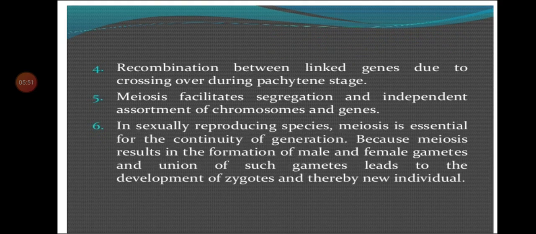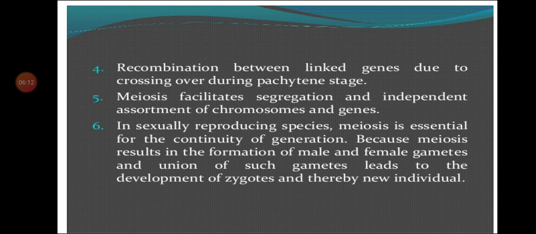Next function of meiosis is recombination between linked genes due to the crossing over during the pachytene stage. Meiosis facilitates segregation and independent assortment of chromosomes and genes.